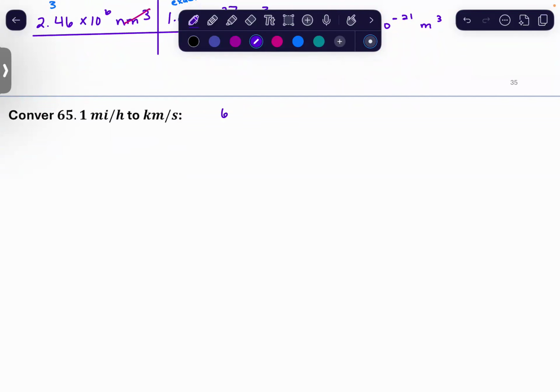So your 65.1 miles per hour is actually 65.1 miles per hour. Okay, so what are we being asked? Kilometers per second equals what? And then of course there's some conversion factors that you can walk through, any conversion factor you remember.